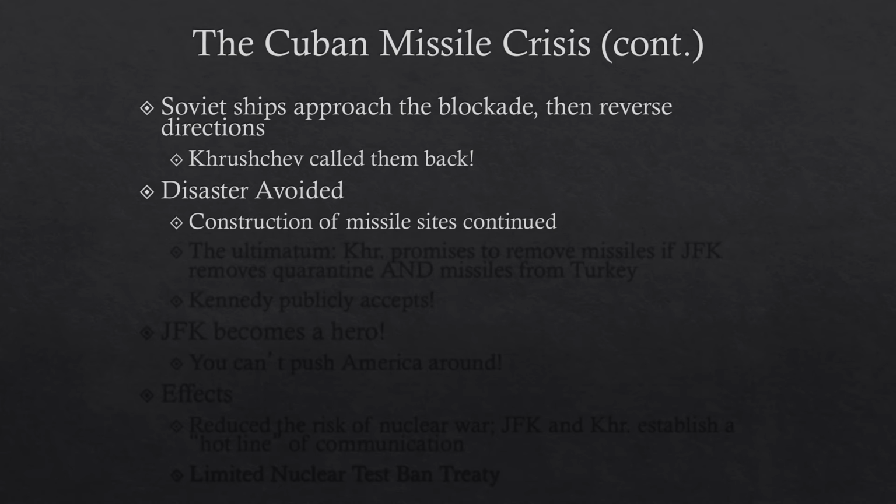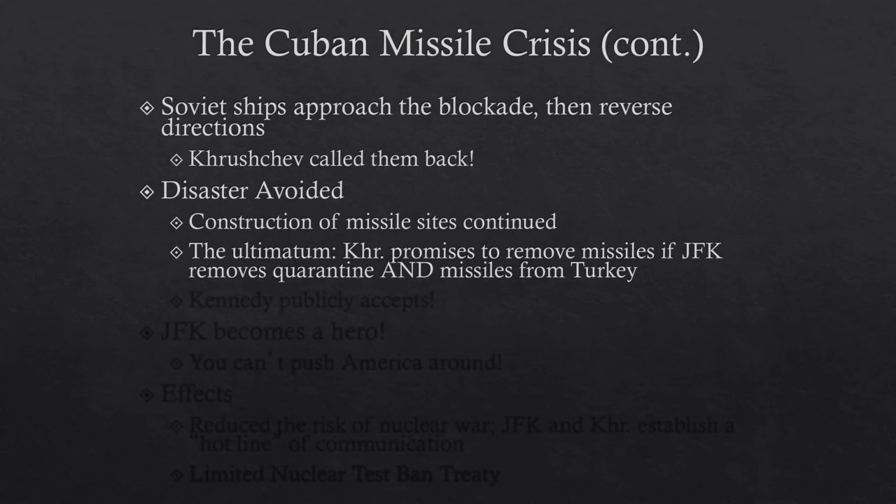However, it became known that the Cubans were still building the sites. Now, even though Khrushchev called his ships back, the Cubans were still building the missile sites. So basically, Kennedy gives Khrushchev another threat, again puts the ball in his court, and Khrushchev comes back with, he says he will remove the missiles from Cuba if JFK removes his quarantine and takes the missiles away from Turkey. Okay, so again, we would be leveling the playing field.